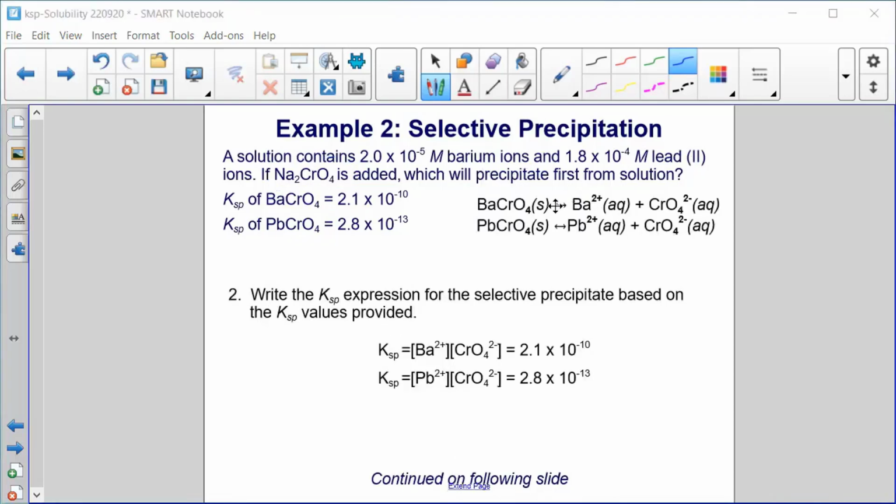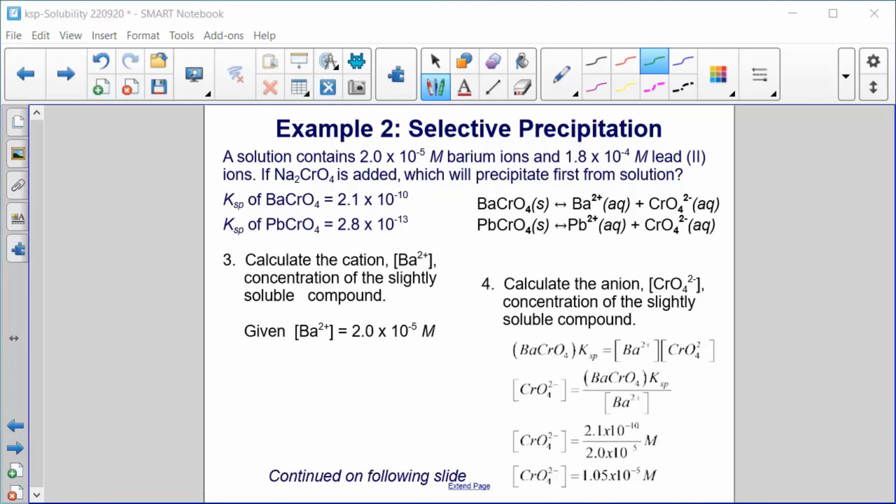We'll use these to determine which ion precipitates first. So I've carried over the dissociation equations from the previous slide so that we can write the KSP expression for the selective precipitate based on the KSP values provided. So for barium chromate, it's just the concentration of barium times the concentration of chromate equal to its given KSP value. And then the same is true for the lead chromate. Lead concentration times chromate concentration is equal to the KSP that we're given.